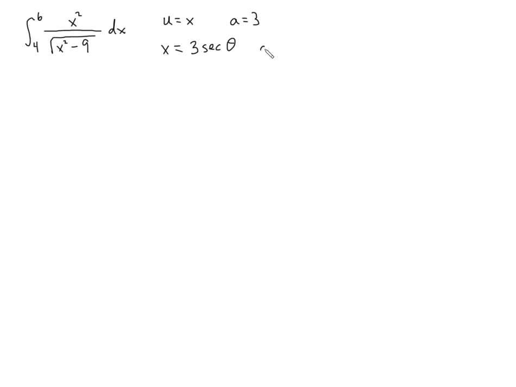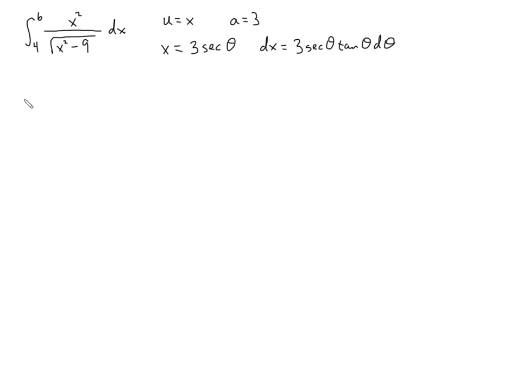And then again, don't forget dx, the derivative of that, 3 secant theta tangent theta d theta. Okay, so that's the initial stuff. Just think about the definite integral. It is possible to just go ahead and change these bounds according to the eventual substitution that you're going to make. You can do that, or you can just find the antiderivative, and then once you're done with that, then plug in the bounds. It really doesn't matter.